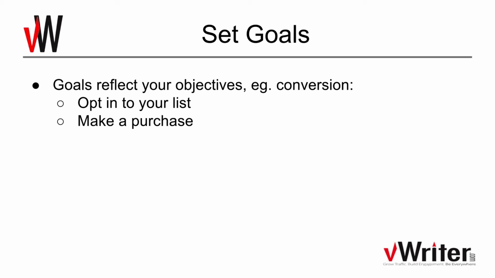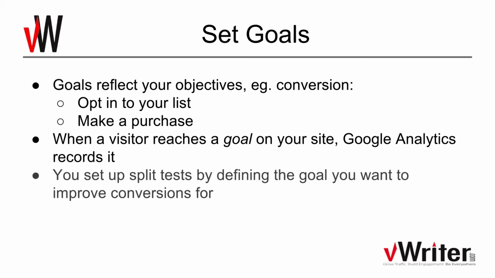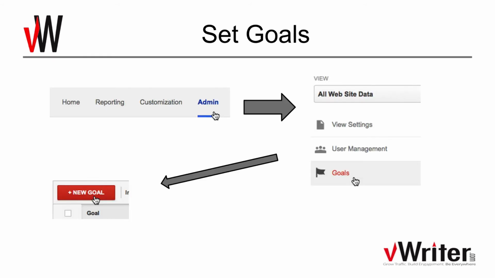When a visitor reaches a particular goal on your site, Google Analytics then records it. If you're running split tests against that goal, you then get those results in your split test results as well. And you set up your split test by defining the particular goal that you're testing against, the goal that you want to improve the conversions for. So in terms of setting goals, you go to Admin on the top menu. Again, as before, go to the View side, which is on the far right of that screen, and click down to Goals, and then click the New Goal button.